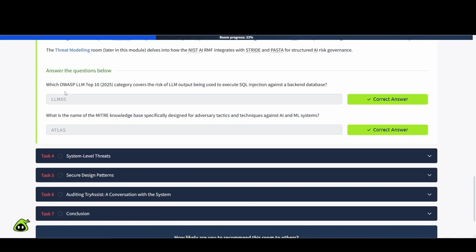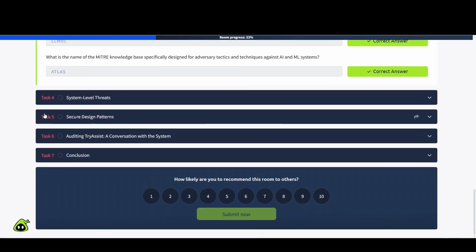Let's take a look at these questions. Which OWASP LLM Top 10 2025 category covers the risk of LLM output being used to execute SQL injection against a back-end database? That's going to be LLM05. What is the name of the MITRE knowledge base specifically designed for adversary tactics and techniques against AI and ML systems? That's going to be ATLAS.